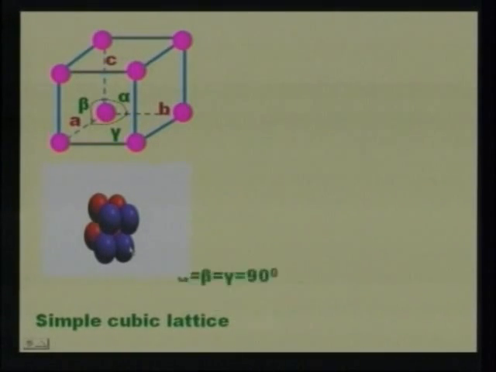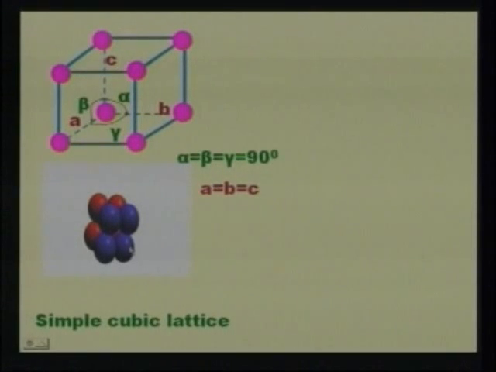Now you see the angle between the sides: A to B is gamma, B to C is alpha, and C to A is beta. Alpha is equal to beta is equal to gamma, that is equal to 90 degrees.